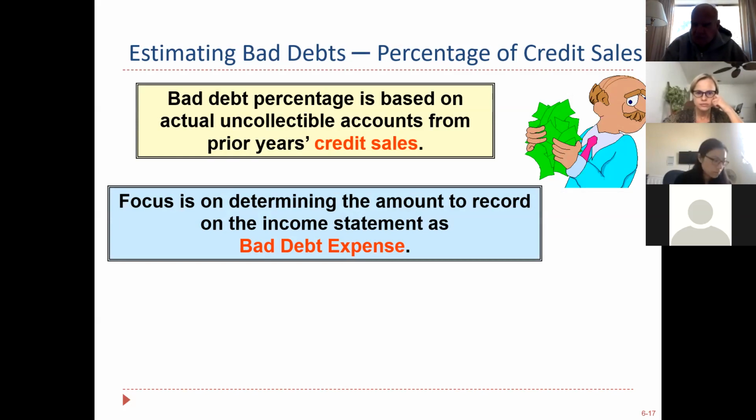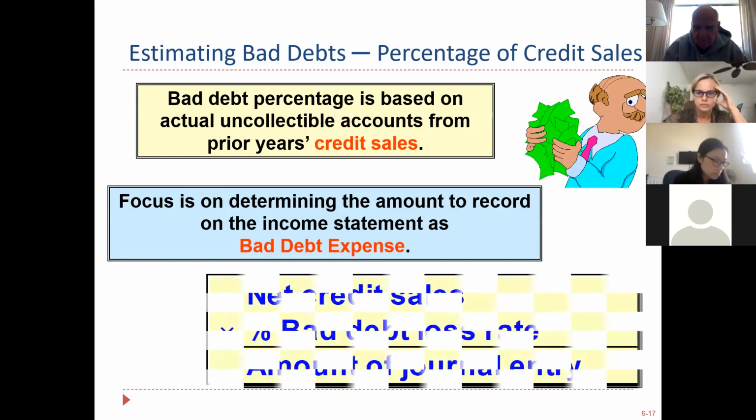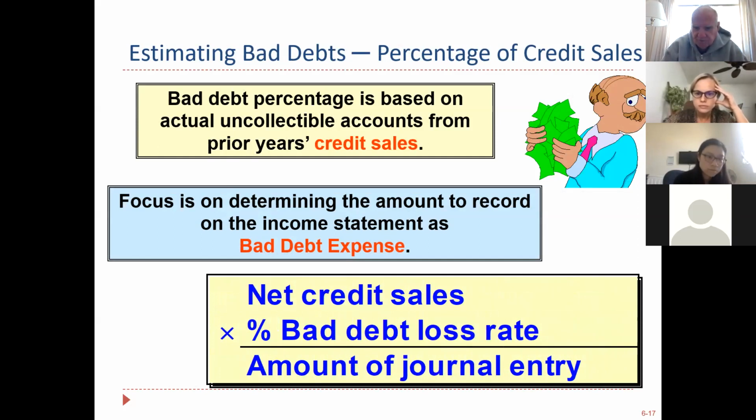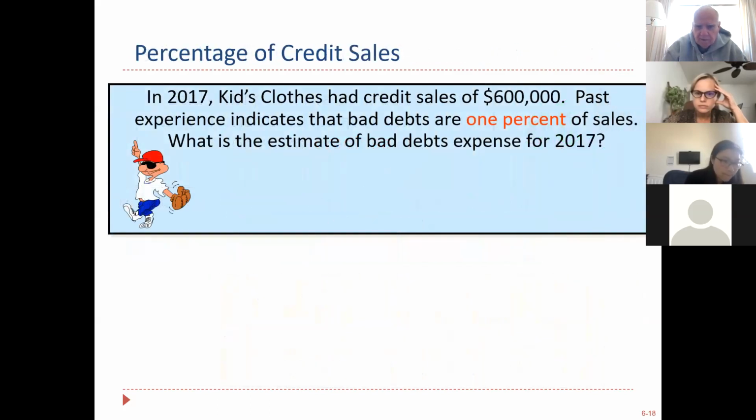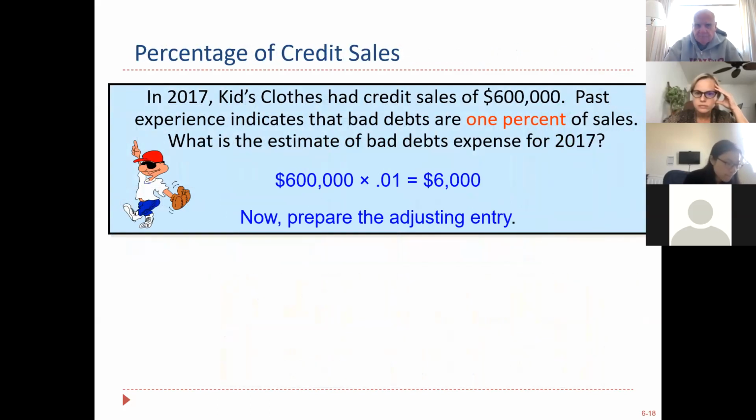The percentage of credit sales. All you do is take your credit sales, multiply them by a percentage, and that's your bad debt expense. Credit sales times whatever percentage your company uses equals the bad debt expense.